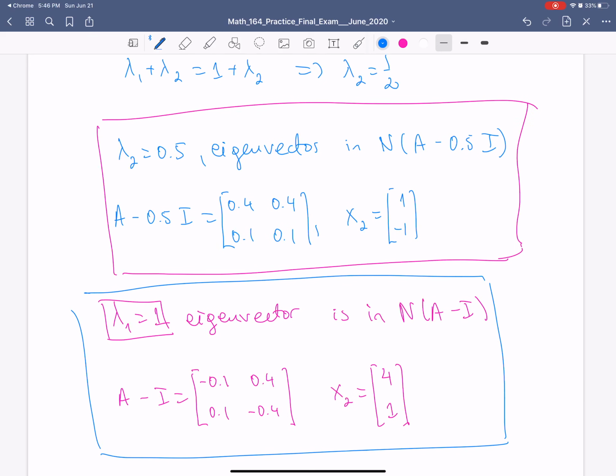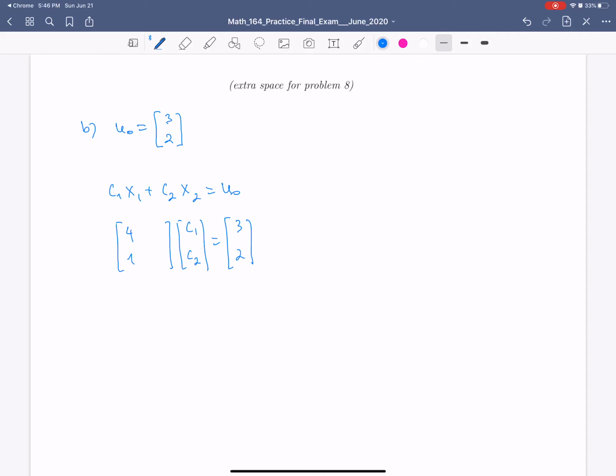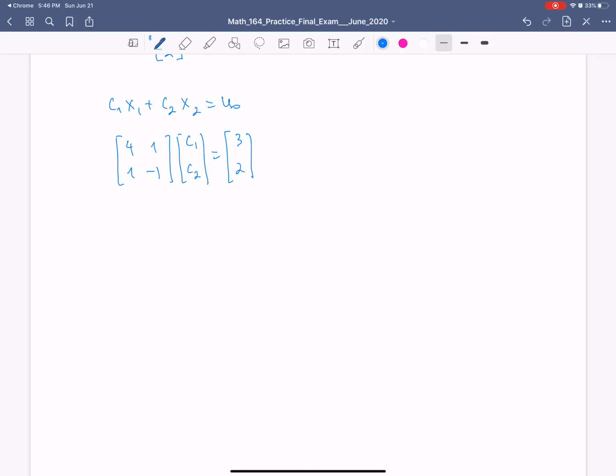I just need to check what x1 and x2 were. So x1 is 4, 1. x2 is 1, negative 1. 4, 1, 1, negative 1. And I happen to find a symmetric eigenmatrix. I'm going to use Cramer's rule because it's convenient. So C1 equals the determinant 3, 2, 1, negative 1, over 4, 1, 1, negative 1. I'm going to compute what this is. So we have minus 3 minus 2, over negative 4 minus 1. So conveniently, negative 5 over negative 5, which is a 1.